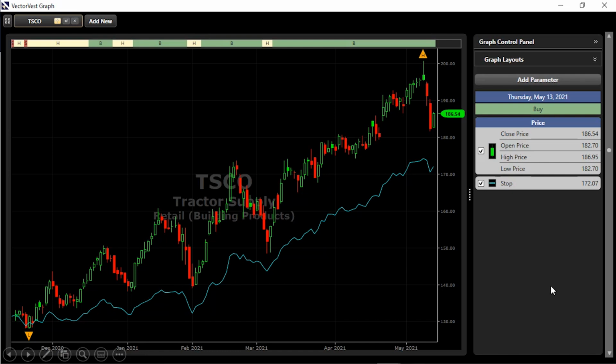And in this case, we're going to use our stop price. As long as the price of the stock remains above its stop price, stock's either going to have a buy or a hold rating. Your retirement portfolio, you're able to stay in that investment.